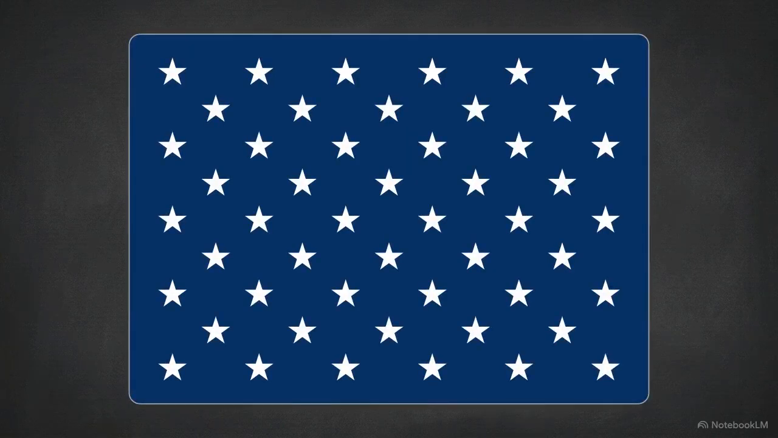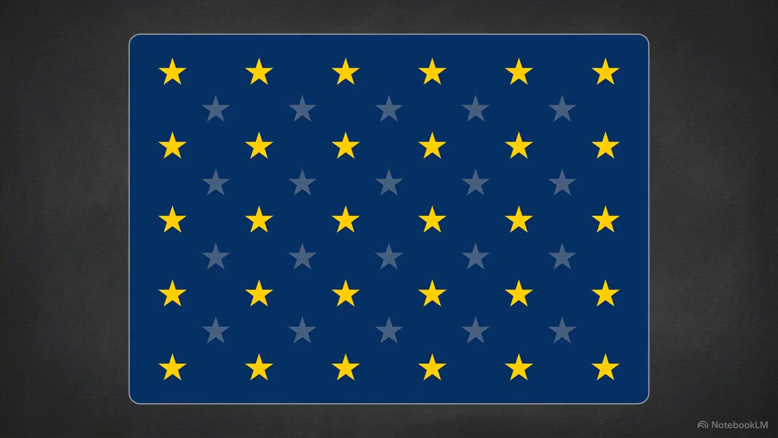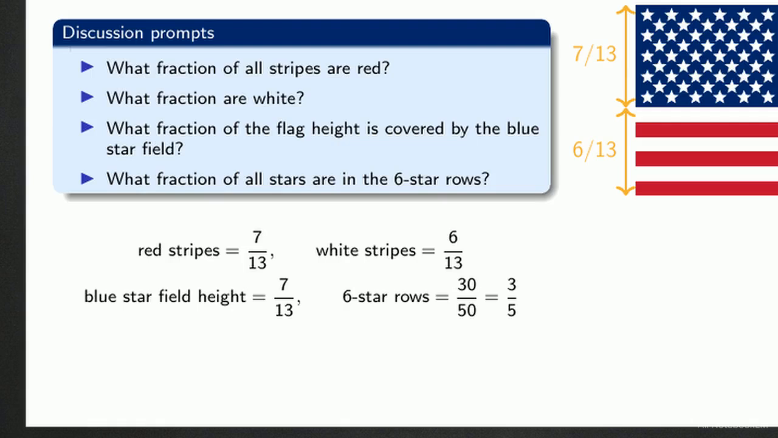First, a quick visual test. What fraction of all the stars on the flag are located specifically in the 6-star rows? This calculation lays out the steps. We have 5 rows of 6, which gives us 30 stars. 30 out of a total 50 reduces neatly to 3/5.